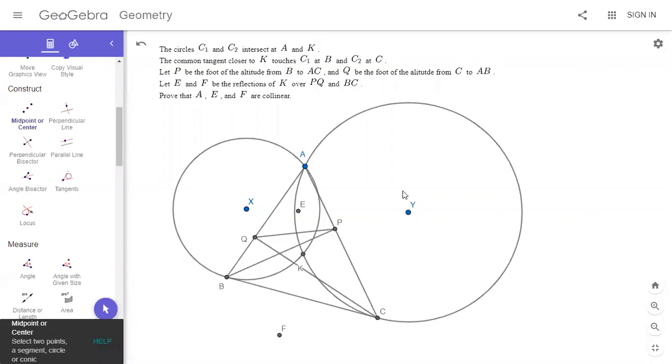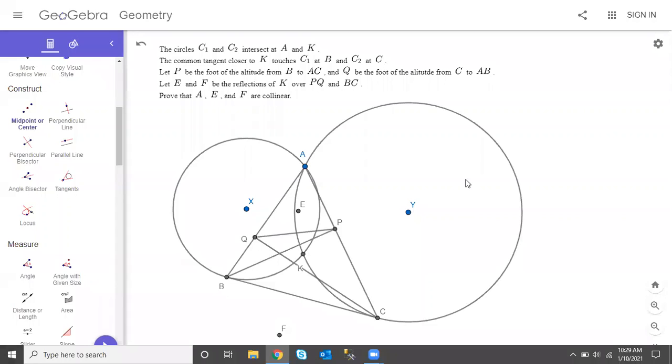Okay, Uri John says yes. So K, I guess that's like a well-known theorem, that if you have a common tangent and A is one of the points of intersection of the two circles and K is the other one, then K is the Humpty point. You guys are too fast. Okay. So A, E, and F are on the A median.